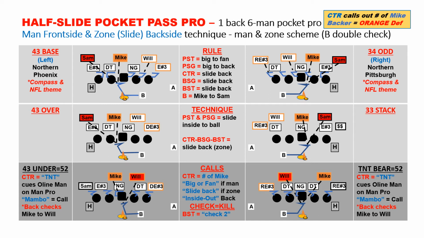But now, if he's uncovered, he will go back, big to back, and join the rest: the center, the backside guard, and the backside tackle will all slide back and be in a zone principle. The running back has the double check, always checking the Mike inside backer first to the sandbacker pocket protection. So real simple: big, fan are the calls, and then slide back, and the running back is inside out.